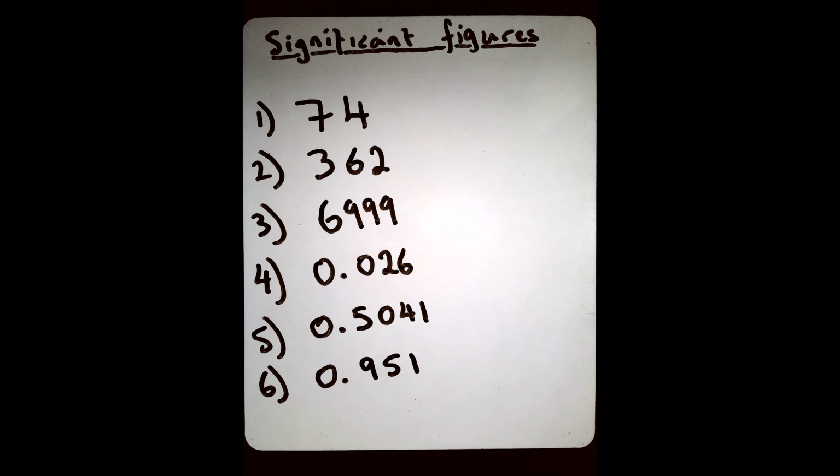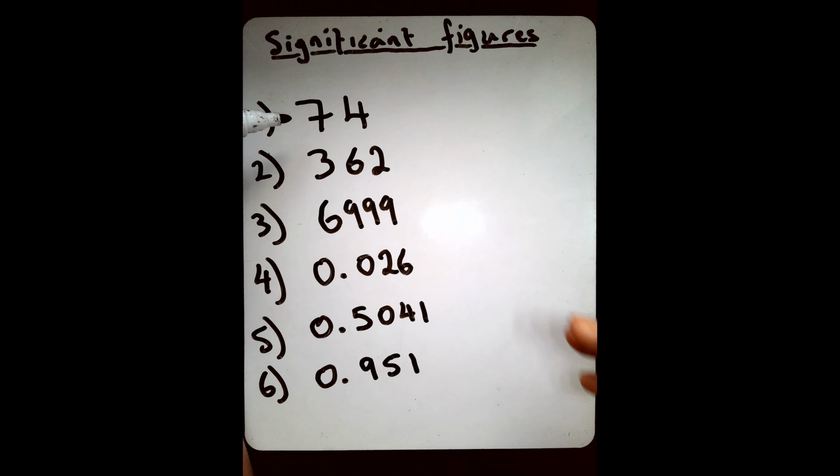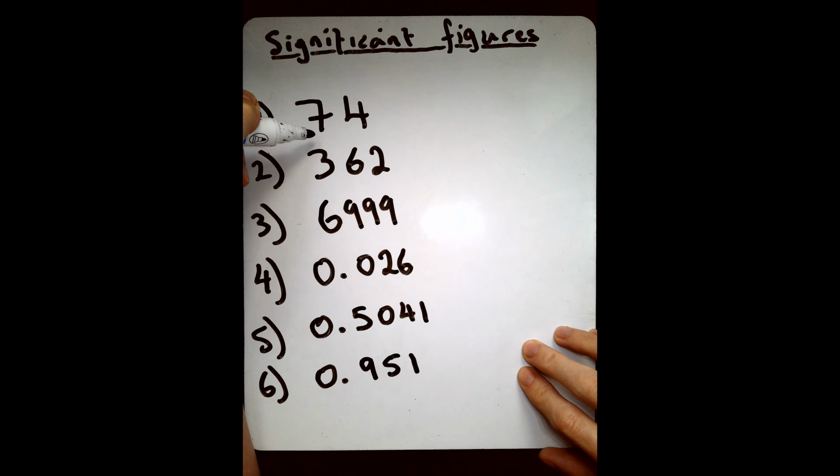Hi everyone, so I'm going to go through significant figures and how to round to those. So we've got these numbers to start off with. I'm going to round each of these to one significant figure to start off with. Now the first significant figure is the most important bit at the start. You need to find out where that is. So that's the first non-zero number, is your first significant figure.